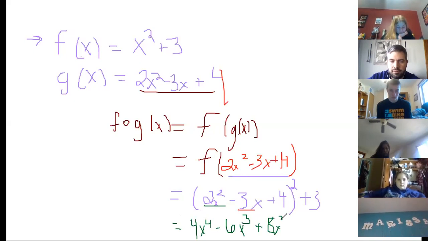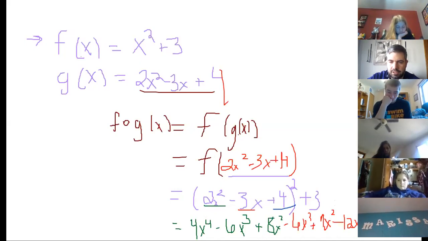And so negative 3x times 2x squared would be minus 6x to the 3rd, right? Negative 3x times negative 3x would be a positive 9x squared. And then negative 3x times 4 would be minus 12x. Then what I'm going to do is I am going to take this 4 and multiply it by everything as well. So that would be plus 8x squared. And then 4 times negative 3x would be minus 12x.